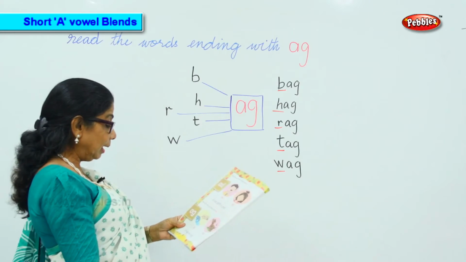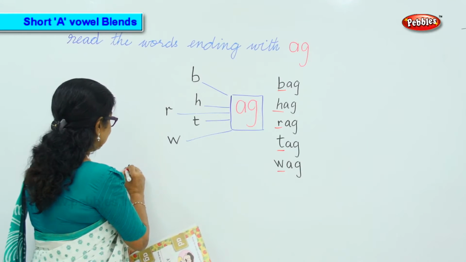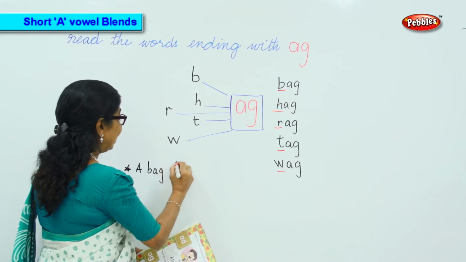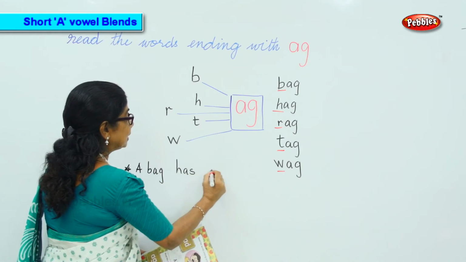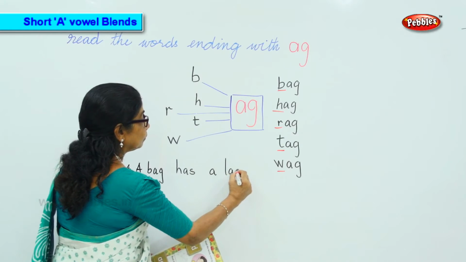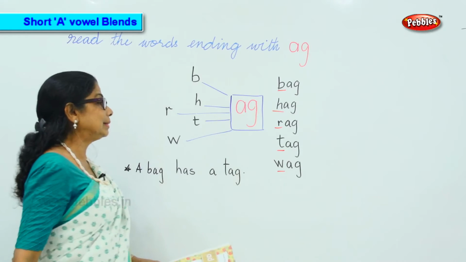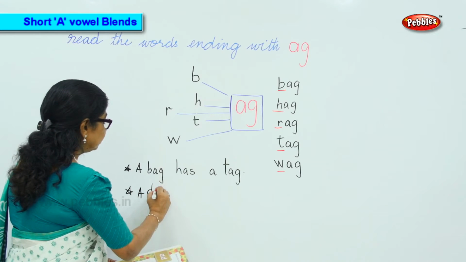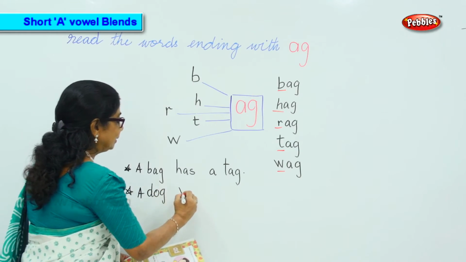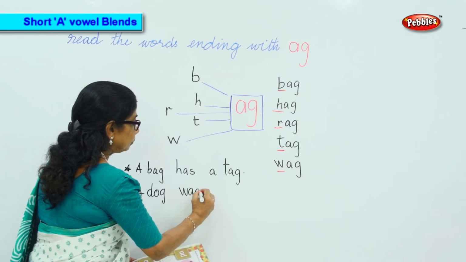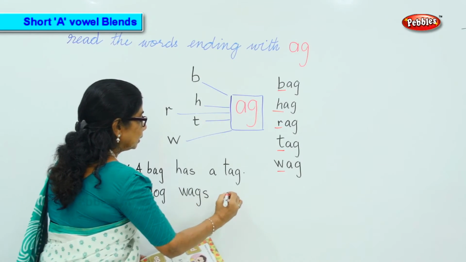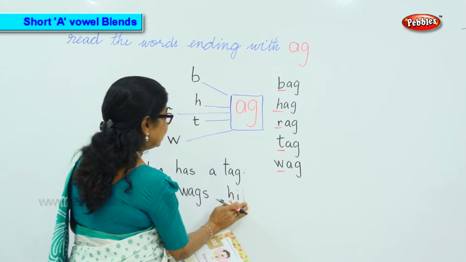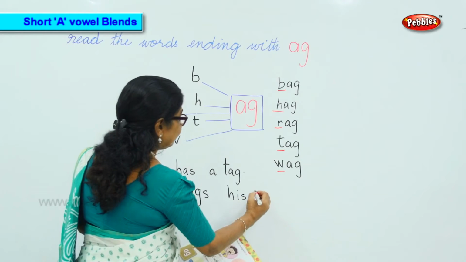Now, let's say a bag has a tag. You see, we are making sentences. Then we can say a dog wags his tail. His tail. Okay.